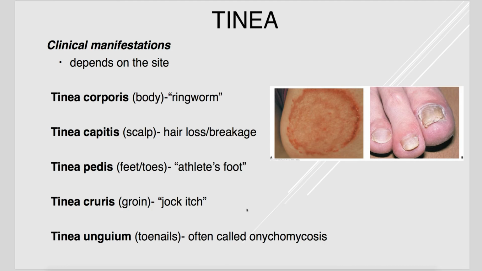So clinical manifestations depend on the site. There are different types of tinea, based on where they occur. Tinea corporis, this is just body tinea, and this is ringworm. Tinea capitis, this is on the scalp, so you'll have hair loss, hair breakage, all of that stuff. Tinea pedis affects the feet and the toes. This is athlete's foot. Tinea cruris, this affects the groin. This is called jock itch. And then tinea unguium, this affects toenails. It's more commonly called onychomycosis, though.